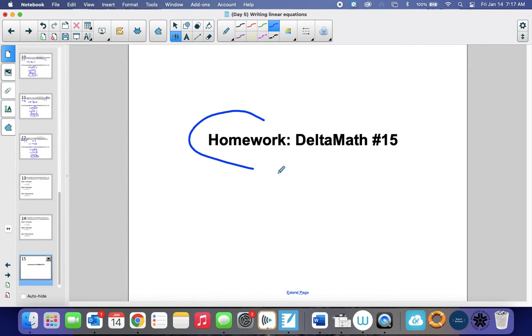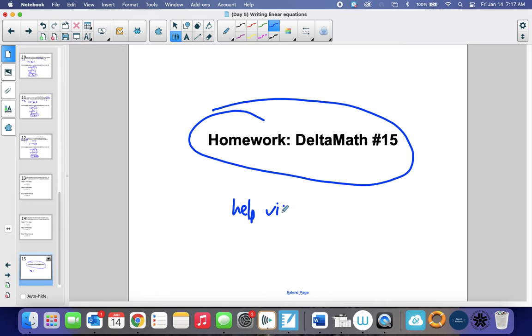Your homework is Delta Math number 15. It does have some tricky parts, so please try to help each other. Use the help videos. There are help videos, there are examples, so please try to use that and try your best. If you get super stuck, don't get too mad. Try to ask anybody in the room for help. And if you do not get it done, I understand.